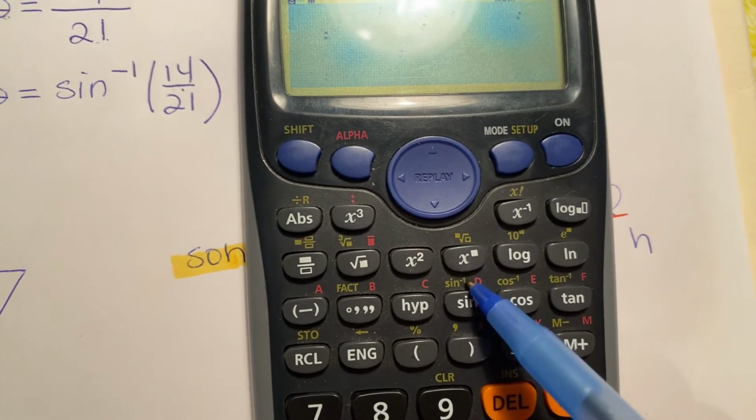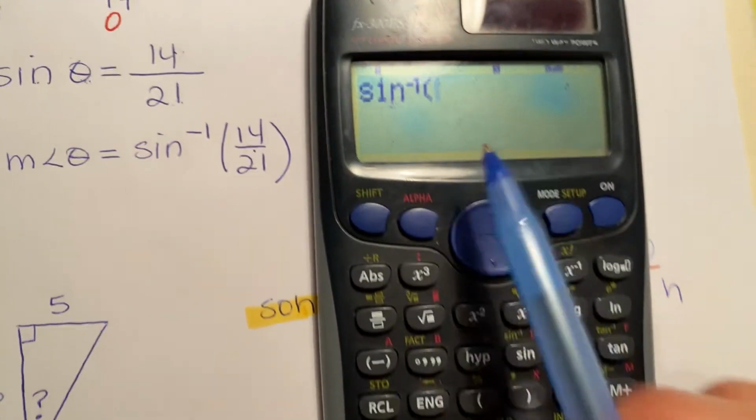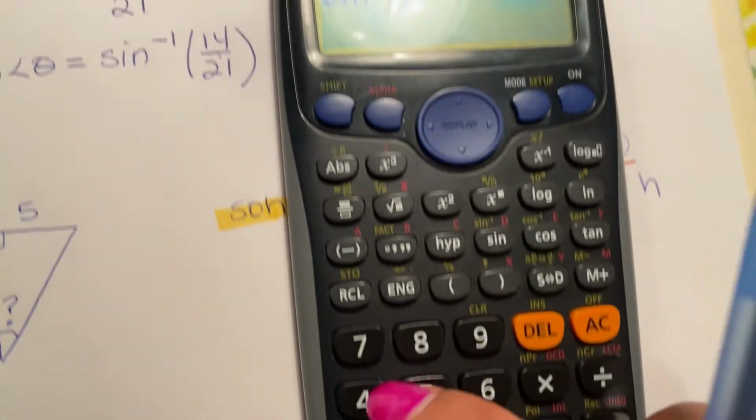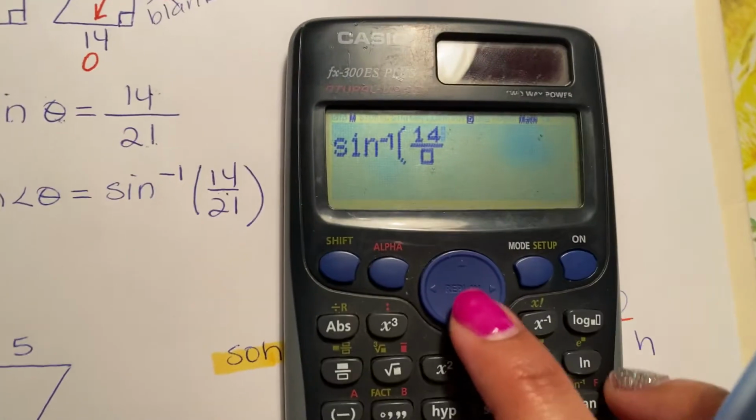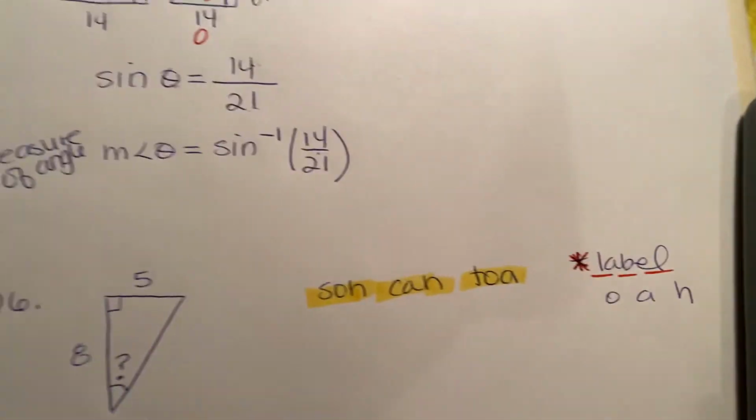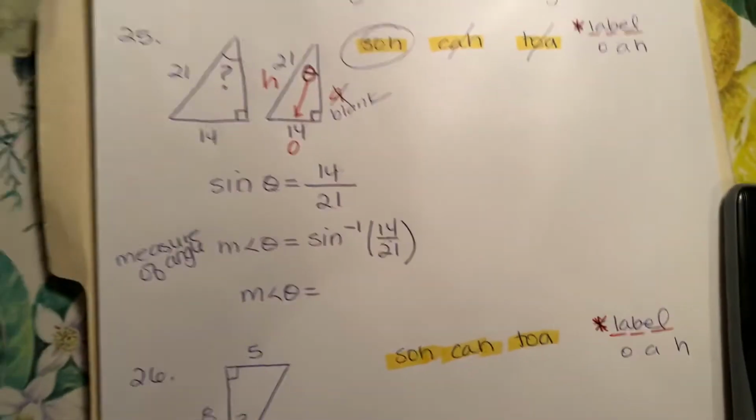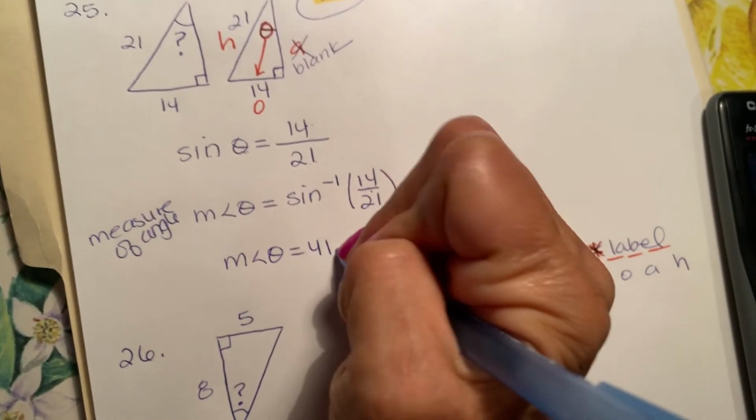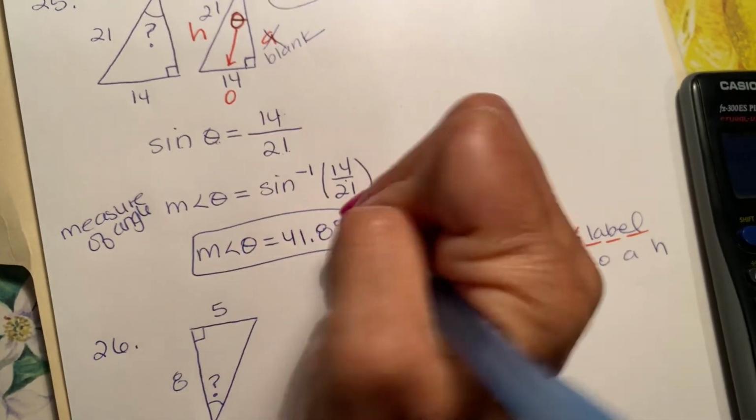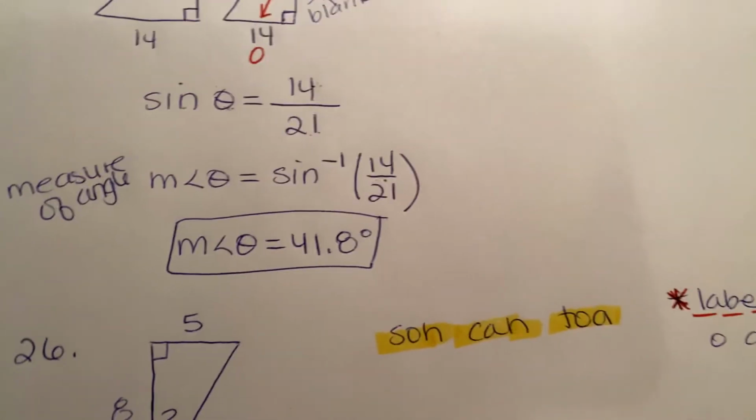I'm going to hit Shift and Sine. See how that little inverse sine is in yellow there? Sine, there it is. And then I can hit the fraction, and I hit 14, down, 21, equals 41.8 degrees. So the measure of angle theta, what did I say it was? 41.8 degrees. And that's your answer.